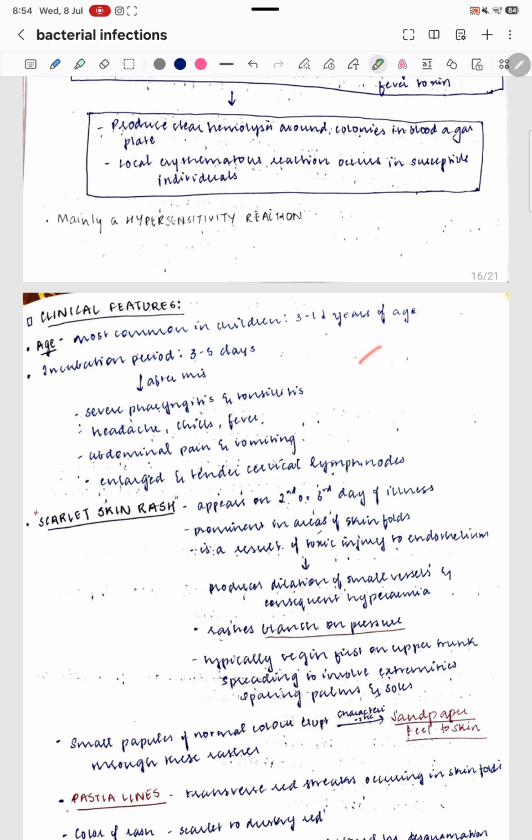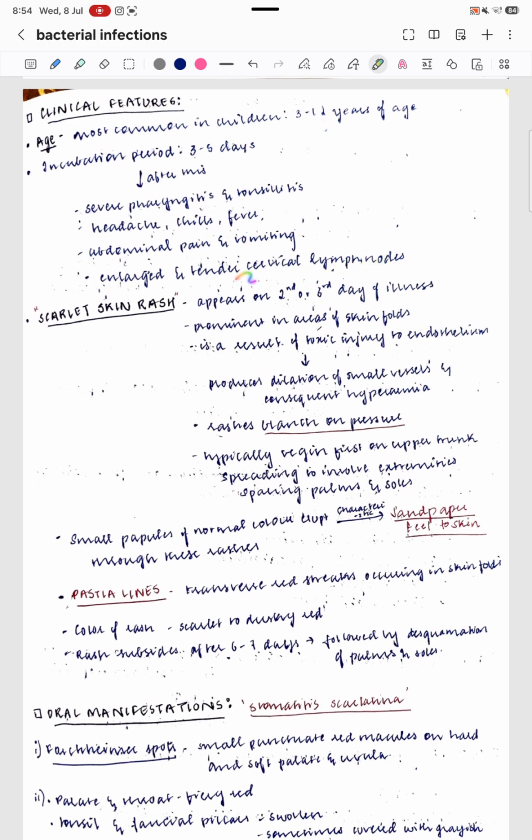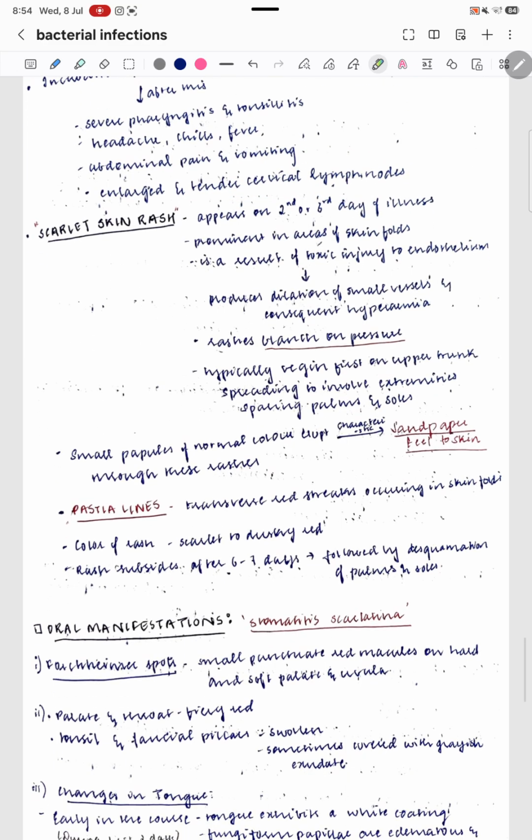Let's go from head to toe. First is headache, then chills and fever, then tonsillitis, pharyngitis, abdominal pain and vomiting. So these are the symptoms: chills, fever, vomiting, headache, abdominal pain, pharyngitis and tonsillitis. Then there are enlarged and tender cervical lymph nodes.